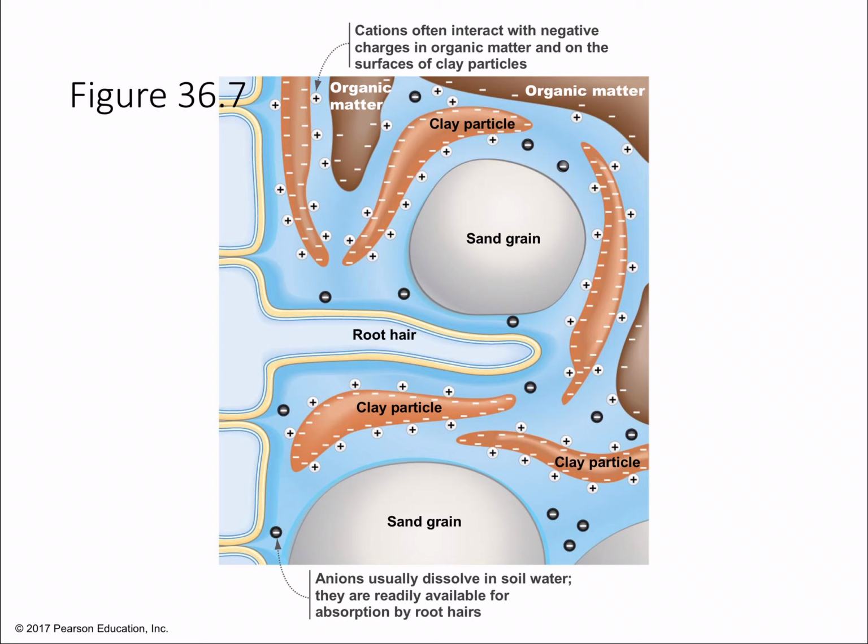Now there's a good video that I have available for you on Blackboard that talks about this a little bit, and also talks about something called cation exchange, where in order for a root to take up the cation, it actually has to exchange a hydrogen ion for it, which is kind of cool. So make sure you understand that concept and take a look at that video.